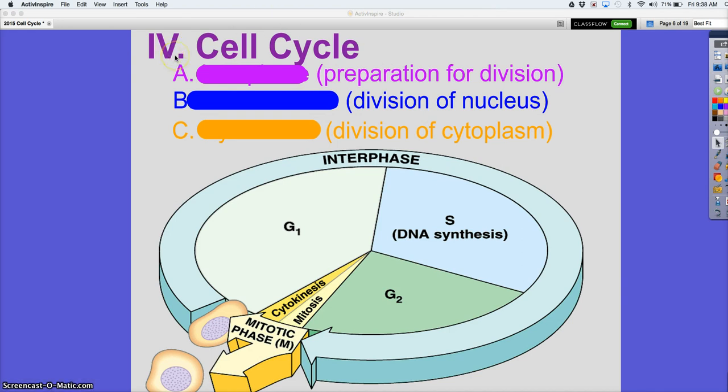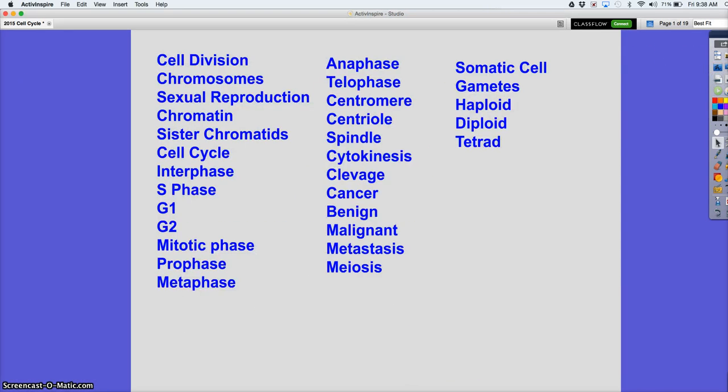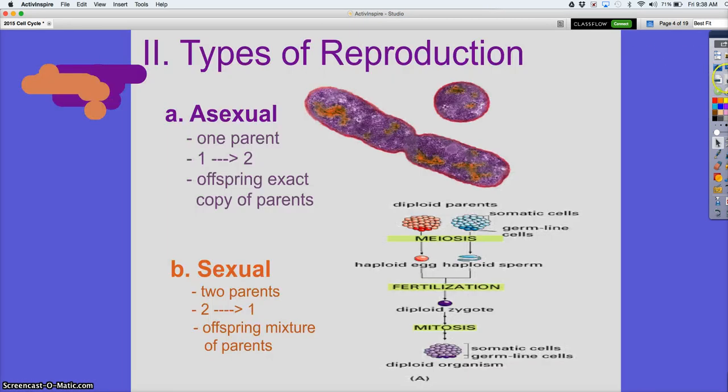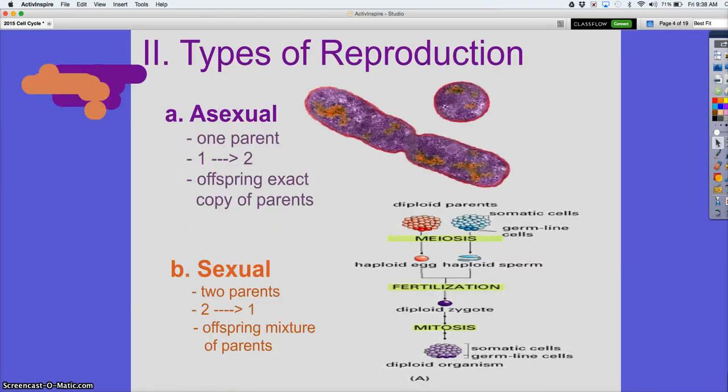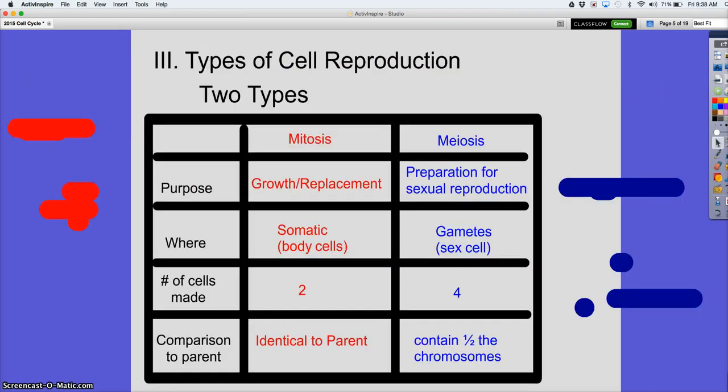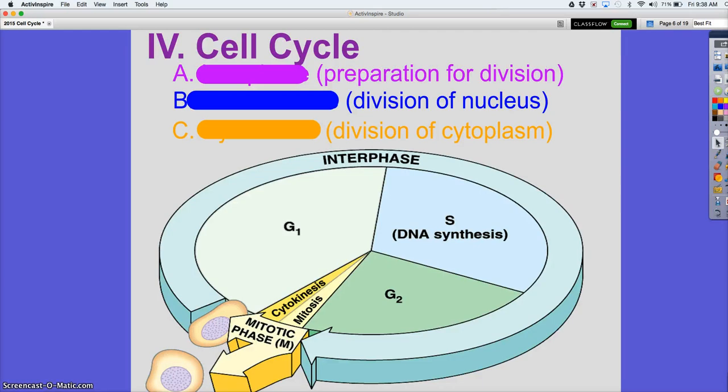And I did this whole entire set of notes as an outline. So if you notice, Roman numeral 1, if we go back, because this might work for people for organizing their study. Roman numeral 1 was reasons for reproduction, and then those are the 3 reasons. You start to be able to see test questions. Types of reproduction is number 2. 3 types of cell reproduction, okay? And then 4 is the cell cycle, okay? There's 3 parts to the cell cycle. Look at this diagram and you could tell me what they are.